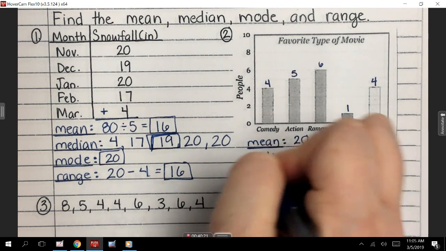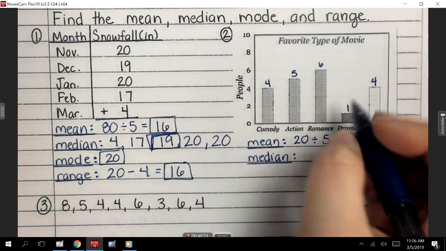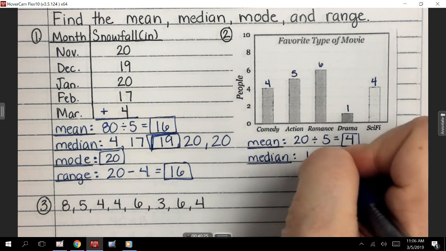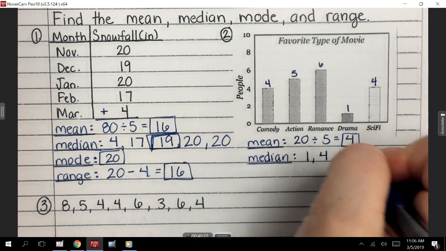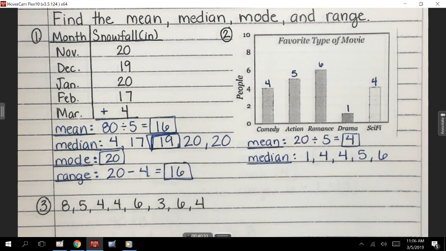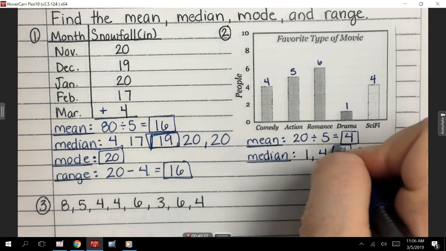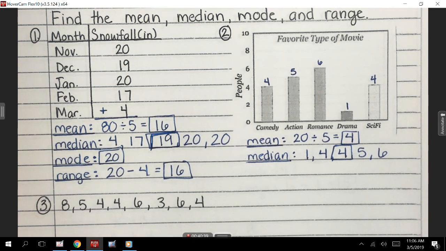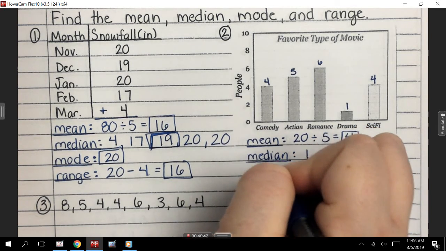For the median, what's the first thing I need to do? What do I need to do first, Hunter? List the numbers in order, lowest to the greatest. All right. So what's in the middle there, Carlos? 4. Perfect. Those match.